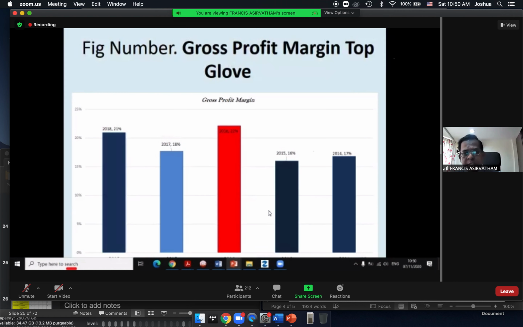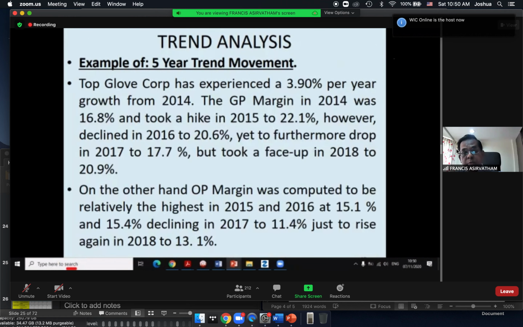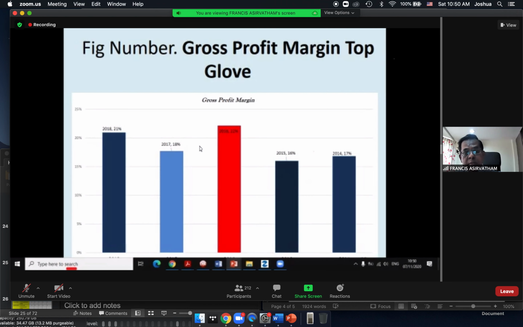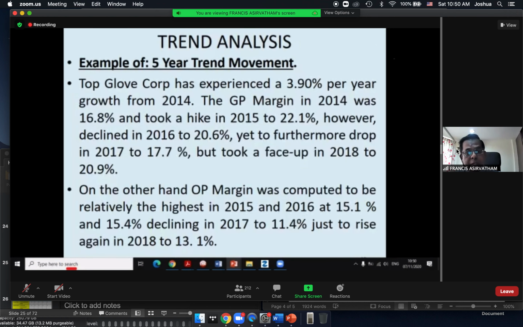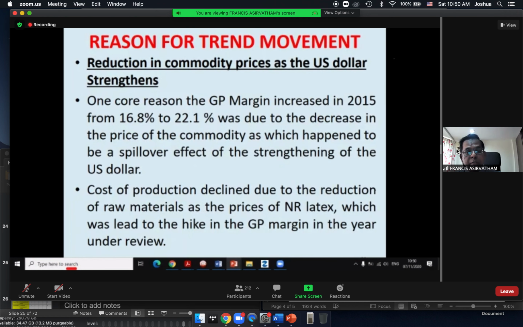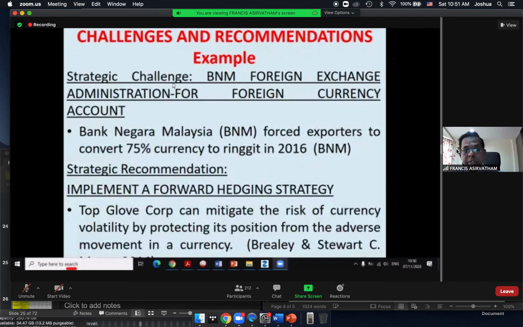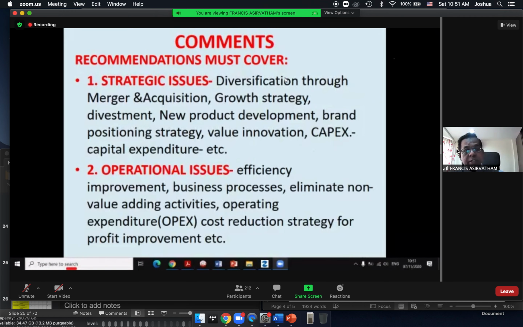I've also put it inside the slides. I put there graph, table, then you explain. That's why I put the sequence: graph, table, explain. When you explain, make sure you put in the title, write down the title, exactly what's the reason. Strategic challenges, strategic recommendation. So what do you mean by strategic? Diversification is a strategy. Merger and acquisition strategy. I'm giving you some examples.